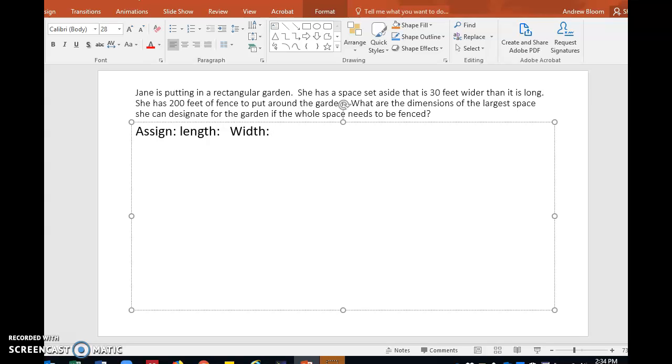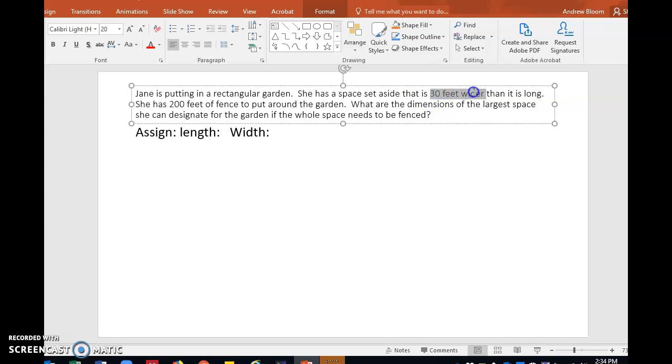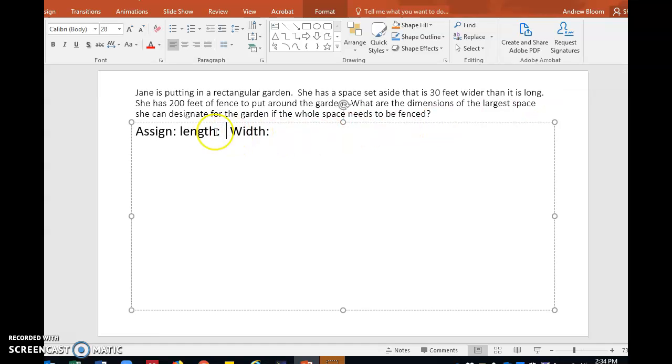Now, as we look at this, we need to take a second. The assignment of variables is a little bit more challenging in this case because we want to make our life a little bit easier. We're going to look at the relationship that's up here. What we're told is that it's 30 feet wider than it is long. So we need to ask ourselves, which dimension is longer? The width is going to be the longer of the two dimensions.